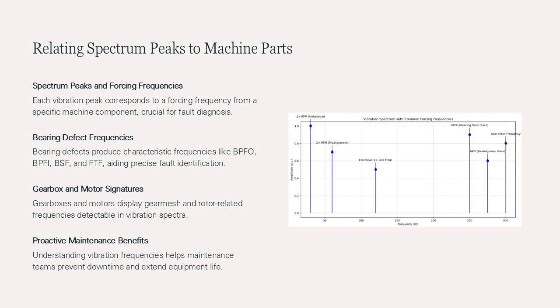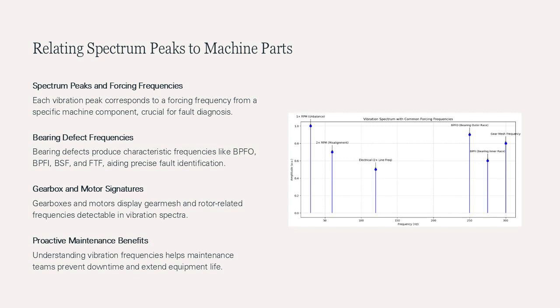Bearing defects produce characteristic frequencies such as ball pass frequency outer race, BPFO, ball pass frequency inner race, BPFI, ball spin frequency, BSF, and fundamental train frequency, FTF. Gearboxes exhibit gear mesh frequencies and sidebands, while fans and pumps generate blade pass or vane pass frequencies. Electrical motors may show peaks related to rotor bars or winding slot pass frequencies.